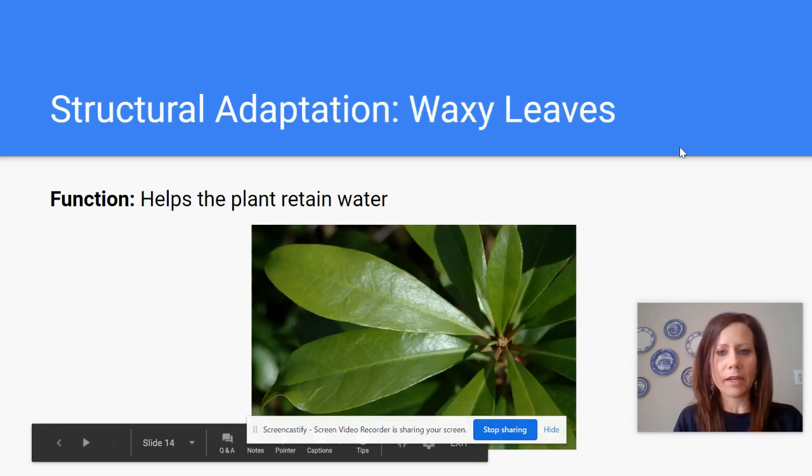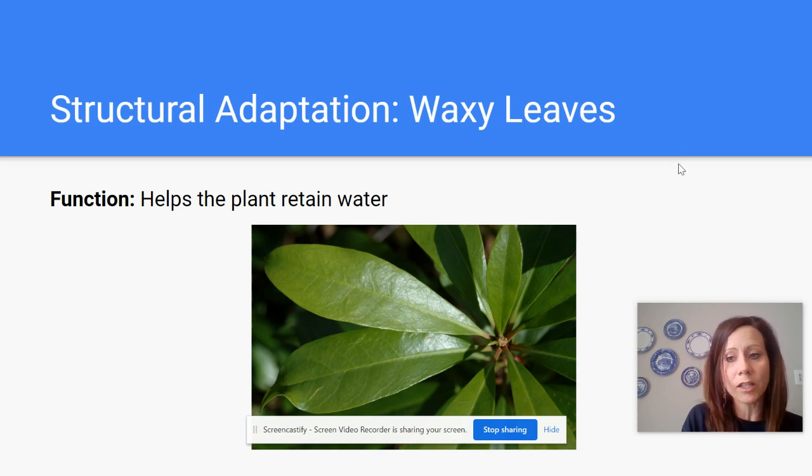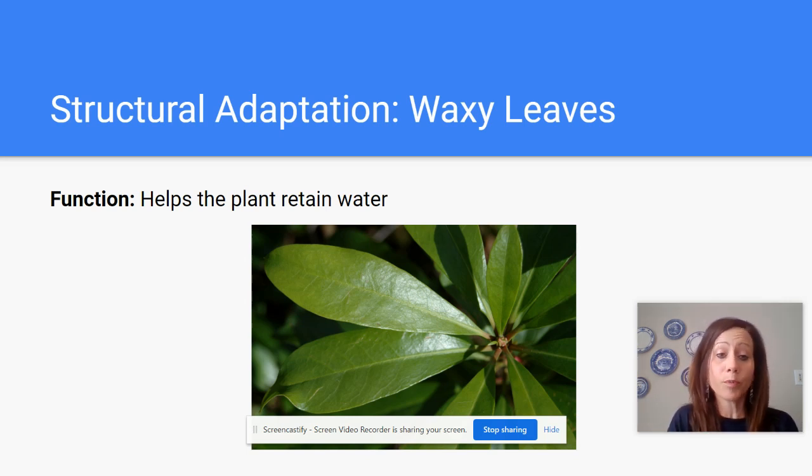This is another structural adaptation, waxy leaves. A plant might have really waxy leaves to retain water for seasons that might not be as rainy, so that they can still continue that photosynthesis process of creating its own food as a producer. But they're able to retain that water due to their structural adaptation of waxy leaves.